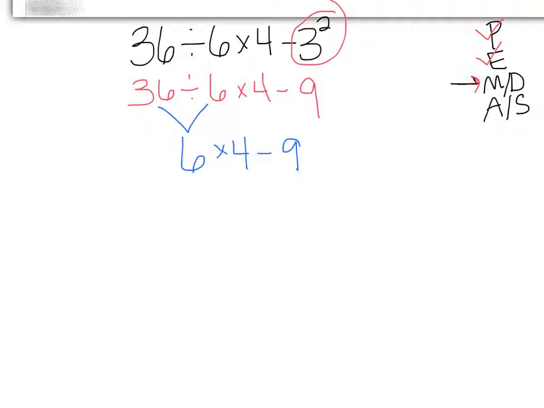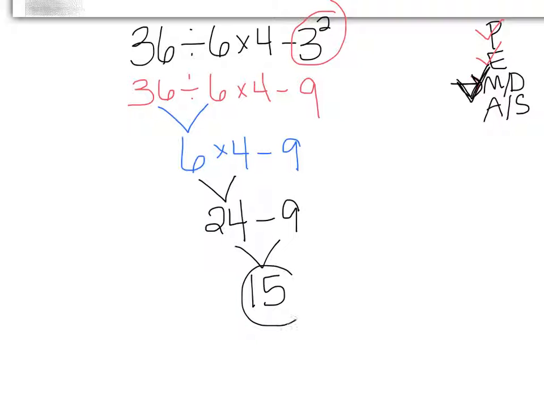Now, I'm still on the multiplying and dividing step because I have multiplication left. 6 times 4 is equal to 24. Bring everything else down, which now is just the minus 9. And our final step is 24 minus 9. We've completed the multiplying and dividing, and now we're going on to addition, which we don't have, and subtraction. 24 minus 9 equals 15. So our final answer is going to be 15.